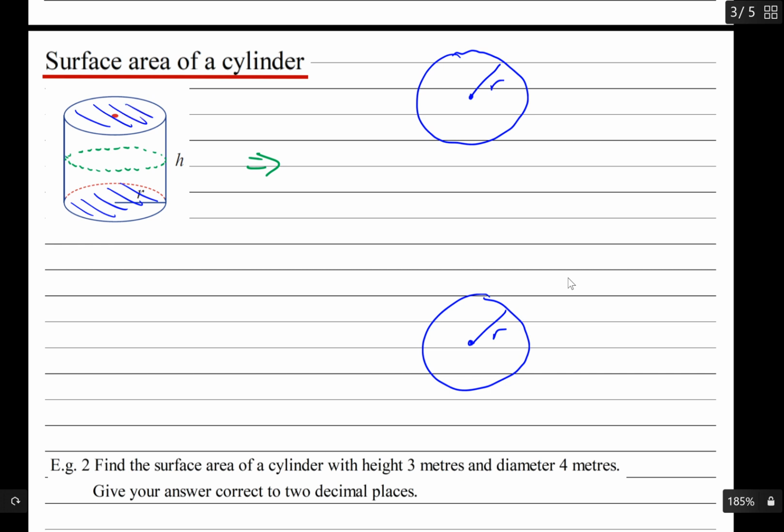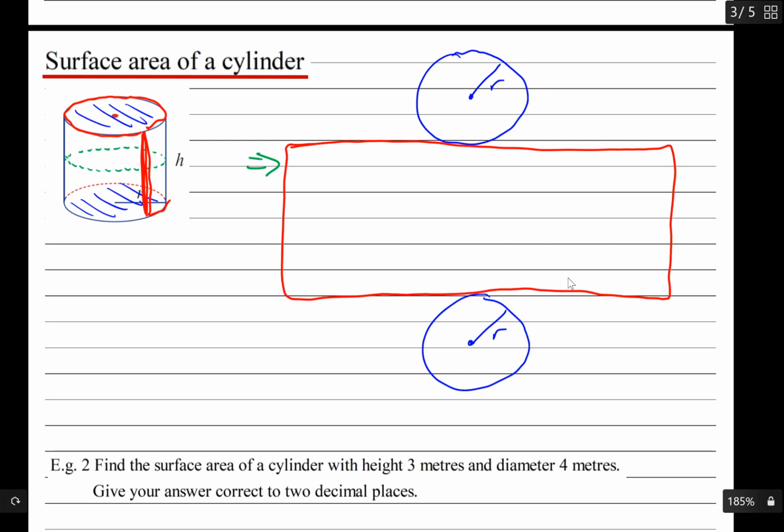And if I were to unravel, so I'll cut this around here and imagine I'm stretching it all the way around and unraveling this curved section, what I'm going to get is some type of rectangle. Now this bit's a little bit tricky. You can probably see the radius was r, but we can certainly see that the height h is going to apply to this length here. So I might put that in, there's h.